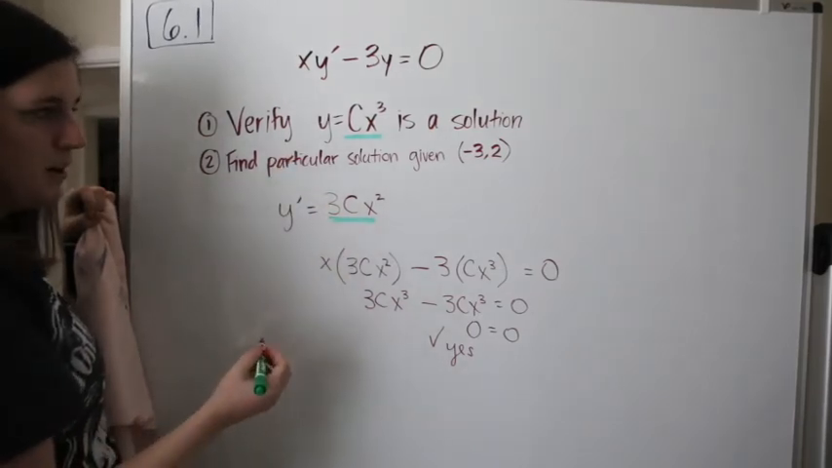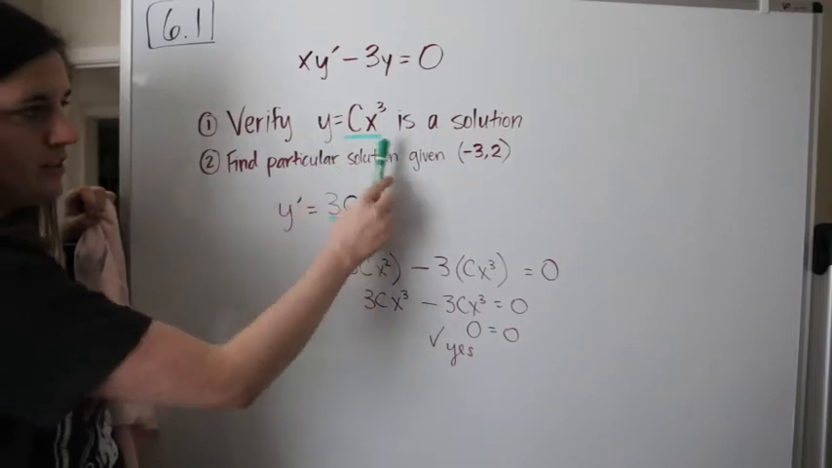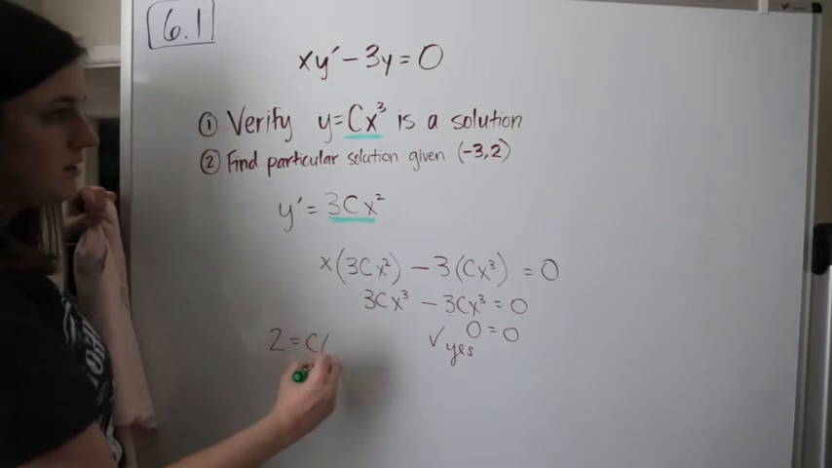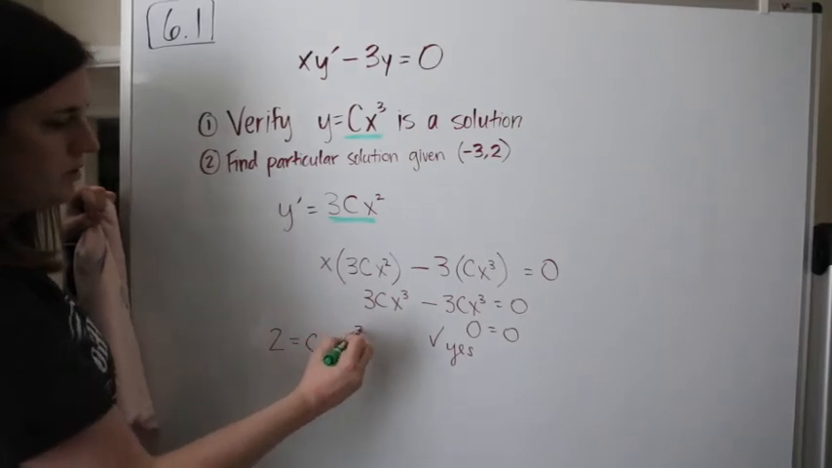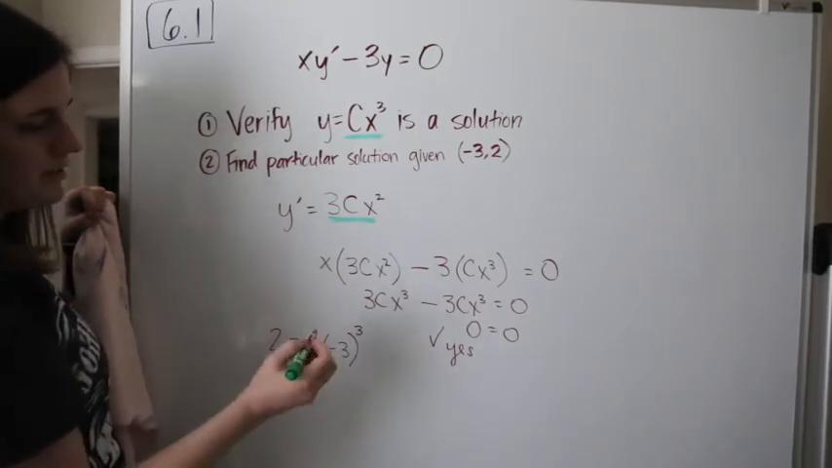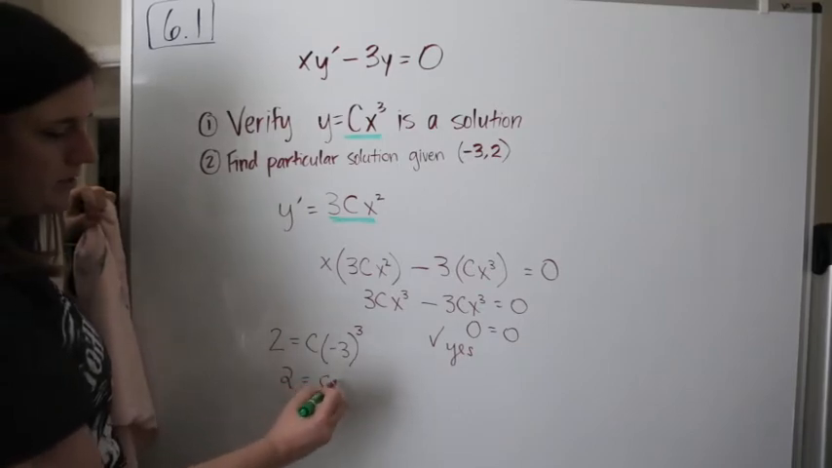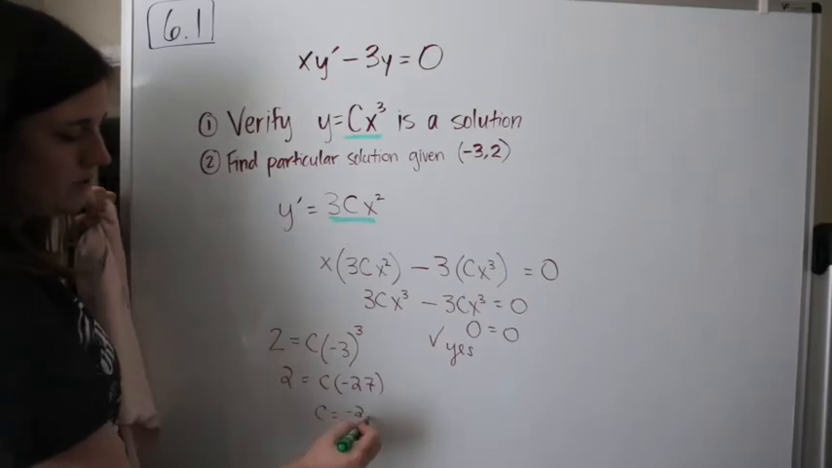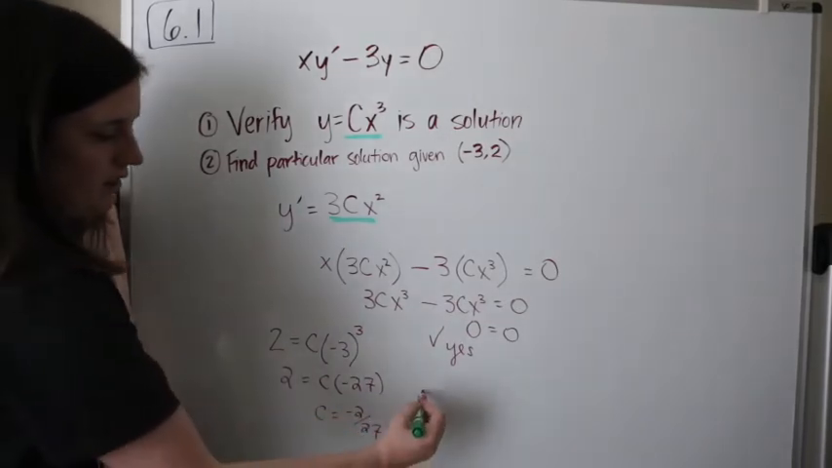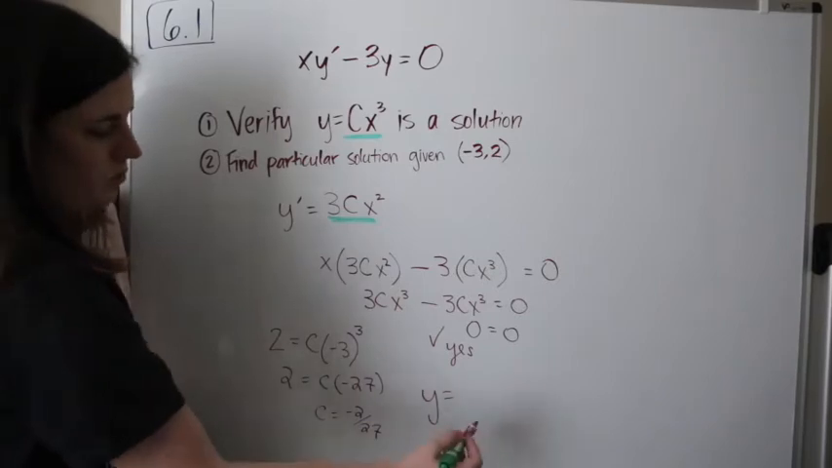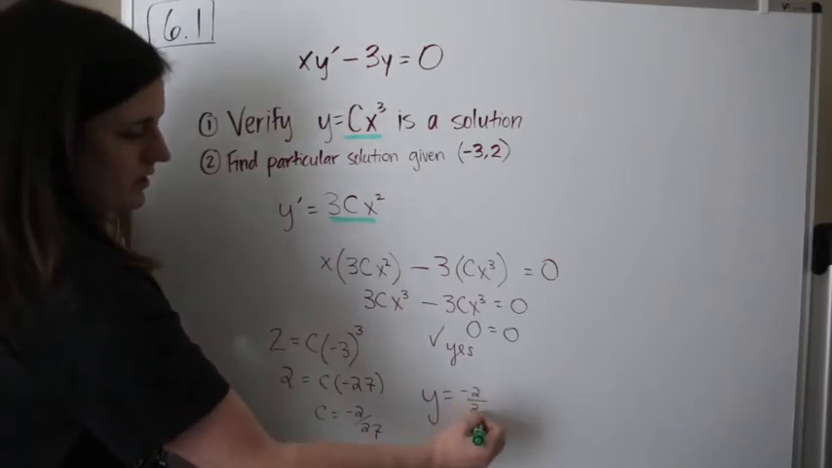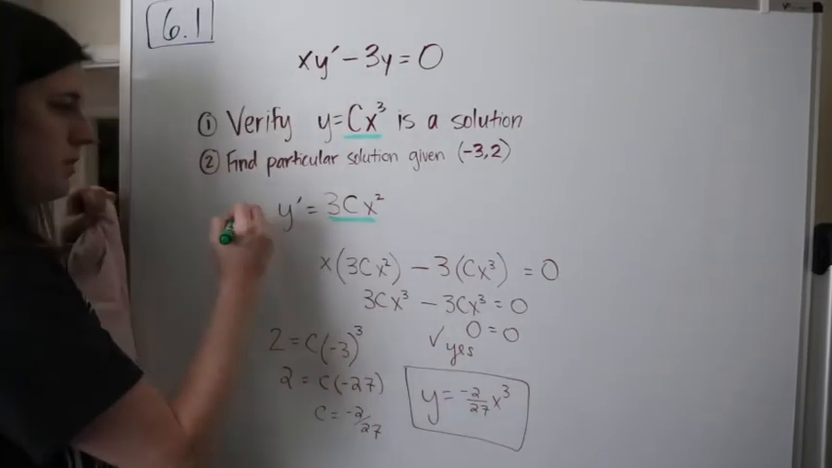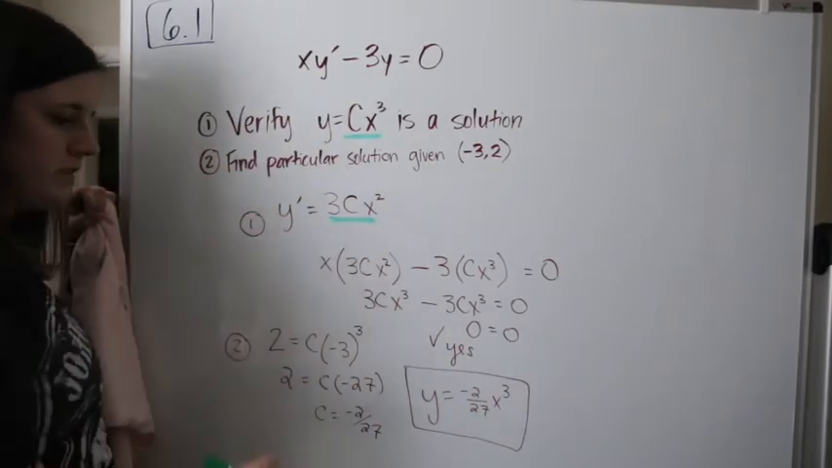This is an easier part actually. We have our function here and we have a point given to us. So I'm going to say 2 equals c times negative 3 to the third. I'm just plugging in my x and my y. So 2 equals c times negative 27. So c equals negative 2 27ths. And therefore, my specific solution is y equals negative 2 over 27 x to the third. So part 1 is right here, part 2 is here.